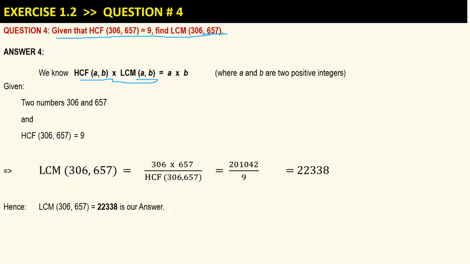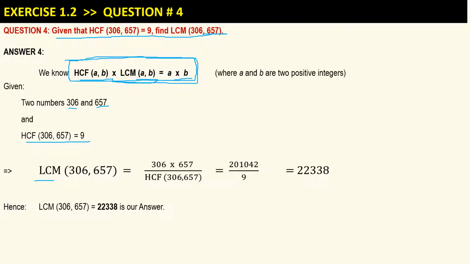and B gives us the product of the same two numbers A and B. Now we are given two numbers 306 and 657. We are given that HCF of these numbers is 9. So it's very easy for us to find the LCM, which will be found by using this equation where it says that HCF multiplied by LCM is equal to the product of two numbers.